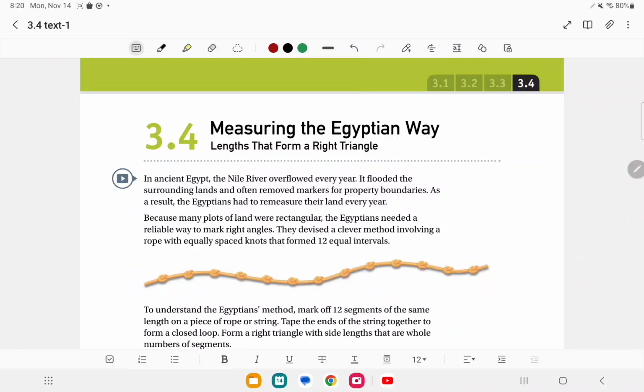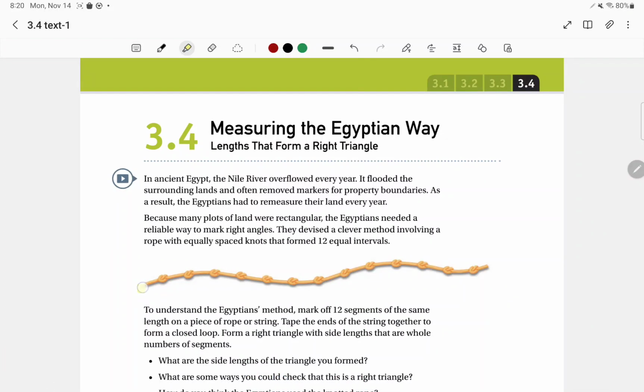Now let's take a look at 3.4, measuring the Egyptian way. We're looking at lengths of rope created from tying knots. So this is what your rope would look like. If you want to go ahead and create a rope, you can. You don't have to. You're going to have to imagine how it worked back when the Egyptians did it. But that's what they did.